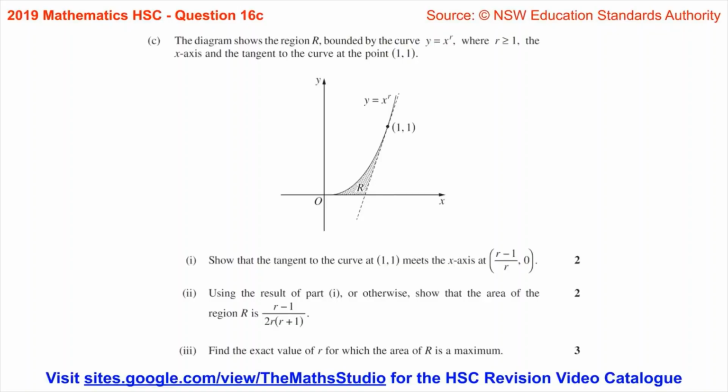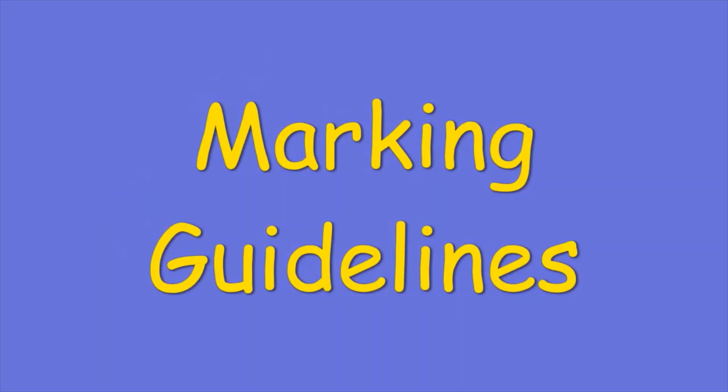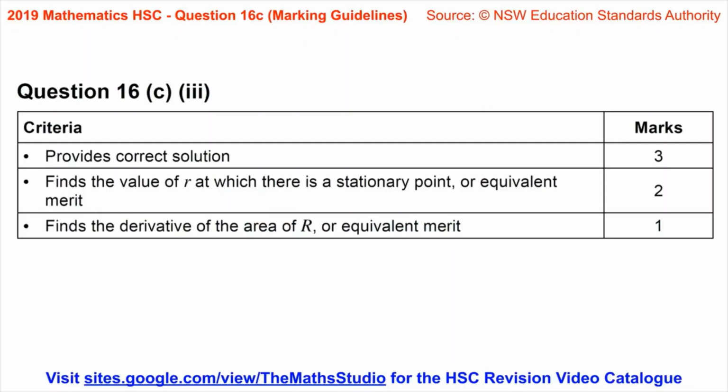Part 3. Find the exact value of r for which the area of capital R is a maximum. The following are the marking guidelines for question 16C, Part 3. For 1 mark, finds the derivative of the area of capital R, or equivalent merit. For 2 marks, finds the value of r at which there is a stationary point, or equivalent merit. And for 3 marks, provides correct solution.